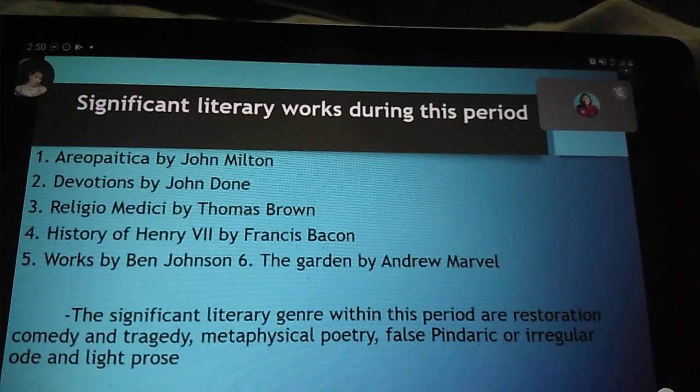During that time, the significant literary genres within this era are restoration comedy and tragedy, metaphysical poetry, false Pindaric or irregular ode, and light prose.